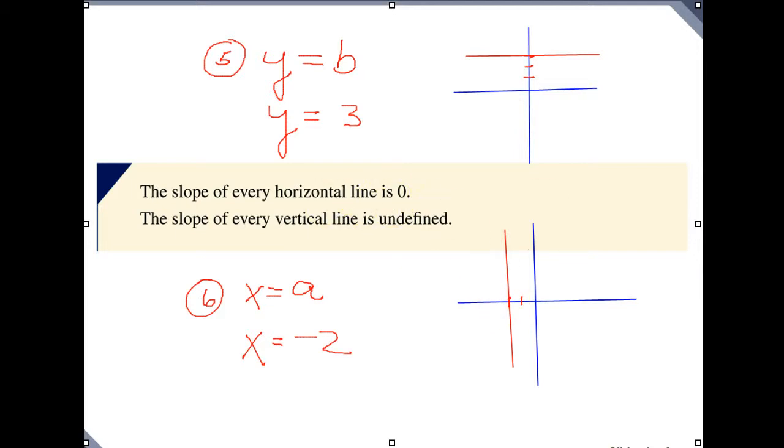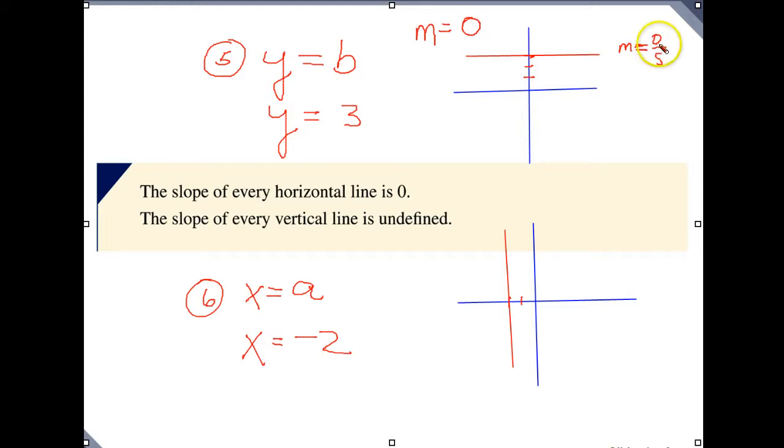Now, some special things about this is, what is the slope of this horizontal line, this formula? And the answer always will be the slope of a horizontal line is 0. And if you did it in the slope formula, it would end up something like m equals 0 divided by 5, let's say.